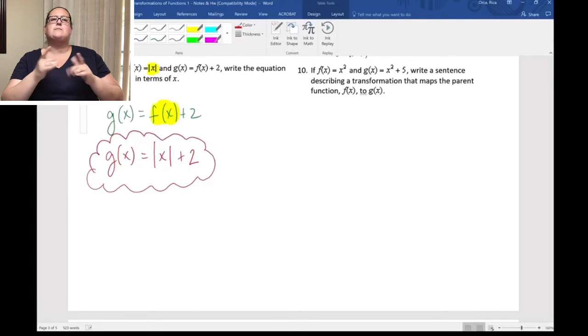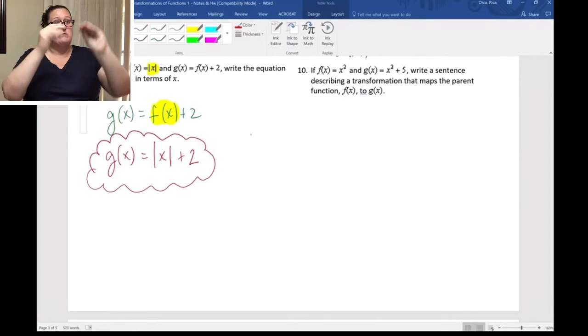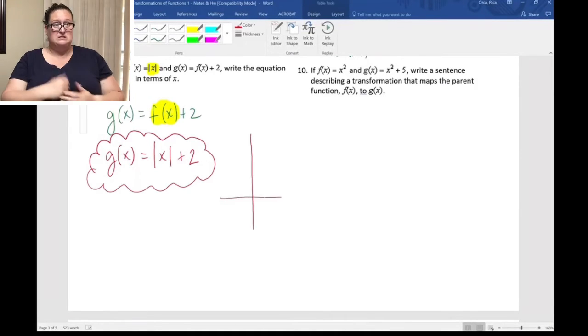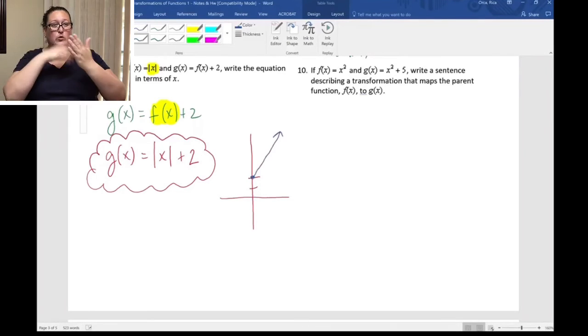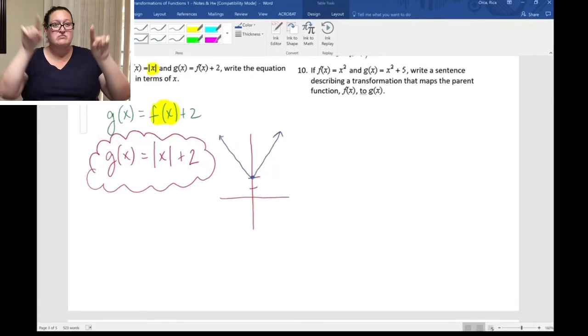Let's take this a step further. I know that g(x) is going to be an absolute value function, which will look like a V, and I know that the graph will move 2 units up. So it'll look something like this. We start off at 0, and from 0 we're going to move 2 units up. And remember, the graph looks like a V. And that's g(x).